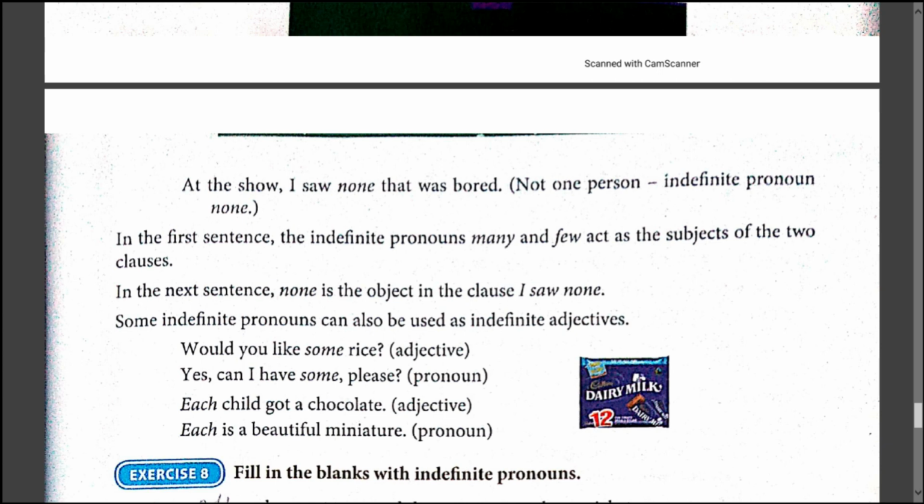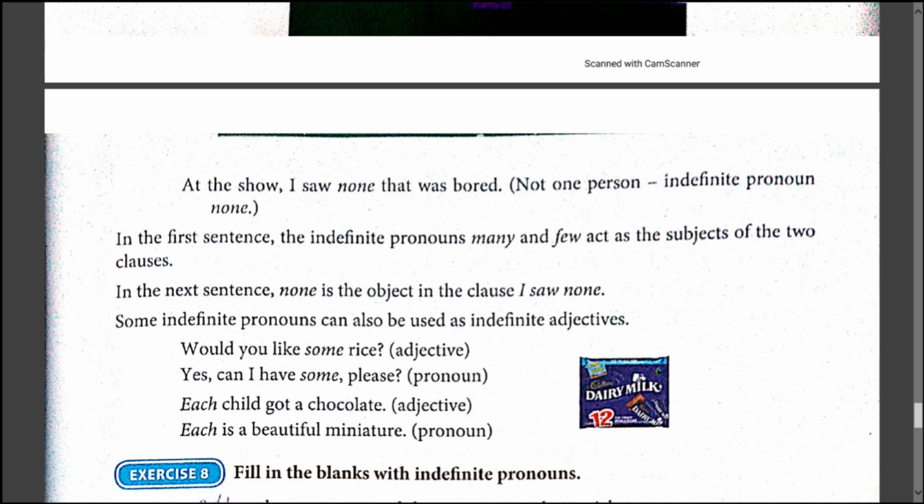Next, some indefinite pronouns can also be used as indefinite adjectives. Which are they? Some. Some can be used as an indefinite pronoun, and it can also be used as an indefinite adjective. When it is used as an adjective, a noun will come after it. Let's see how. Would you like some rice? Some rice: rice is a noun, and before that some came, so it is an adjective.